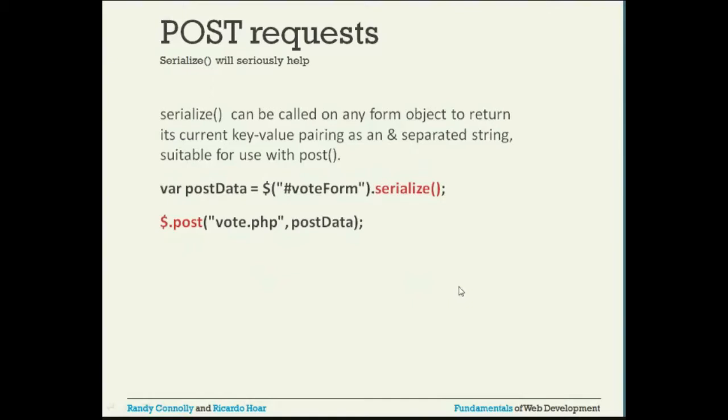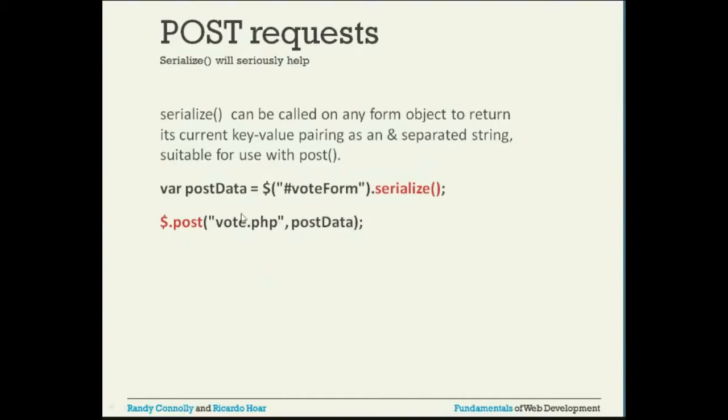Then serialize can be called on any form object to return its current key-value pairing as an ampersand-separated string, suitable for the post method. So already we know serialize, we can convert anything. Serialization is where any object or other data can be converted into a binary kind of data, which will be helpful in sending. And also we can unserialize: from that binary data, we can make the object.